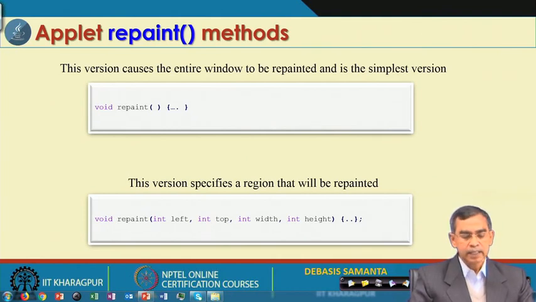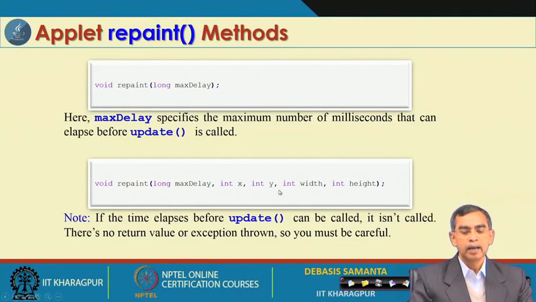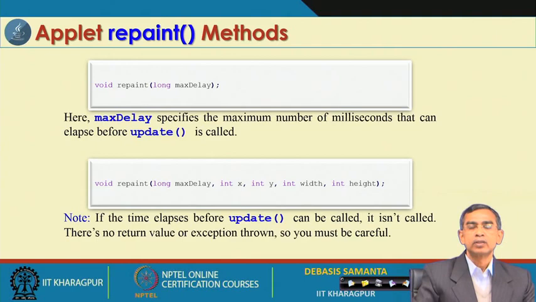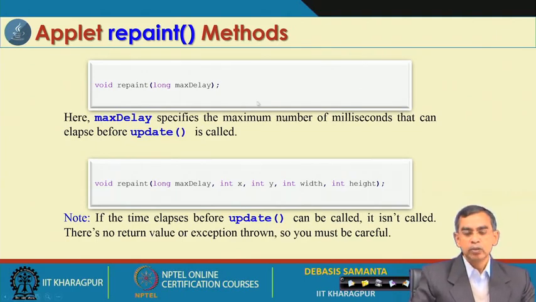And then another one is with some delay. That means repaint and update should be used together. Once the repaint is there, it is followed by the update. So, we can specify a time delay, repaint with a long max delay, which indicates the maximum time in milliseconds that the applet should wait before update is called. If you do it immediately, the effect cannot be seen. That is why some delay is needed, so that some impression can be obtained.